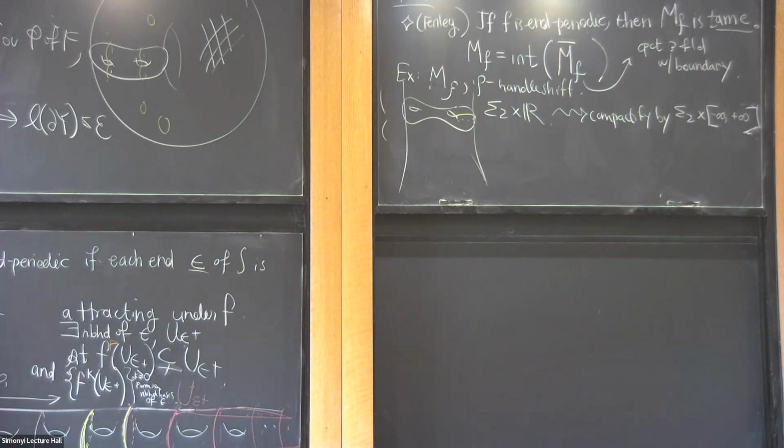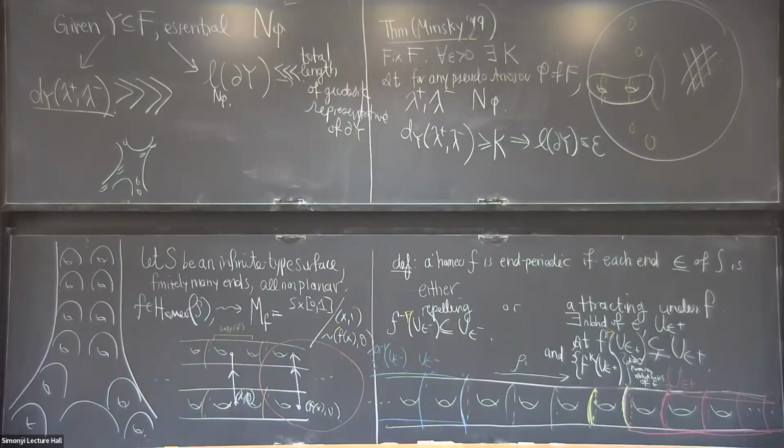So now we can see that we get tame compact 3-manifolds with boundary. What's the cartoon here?